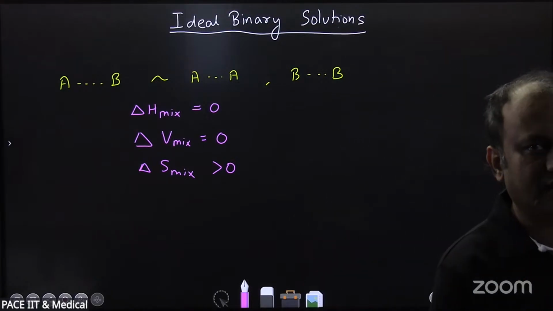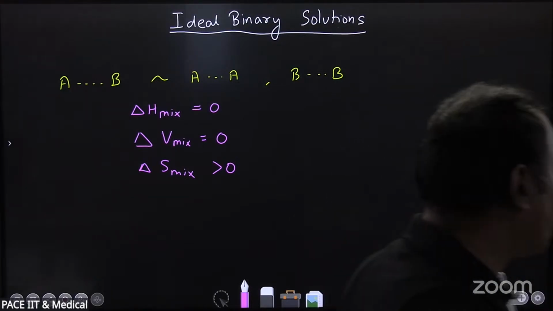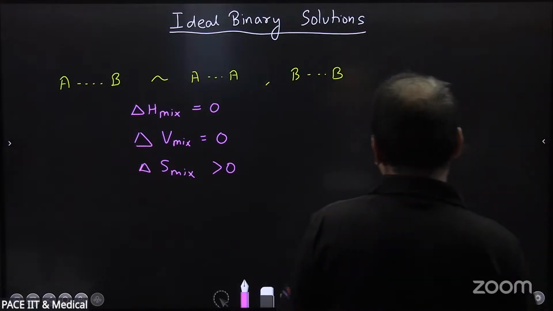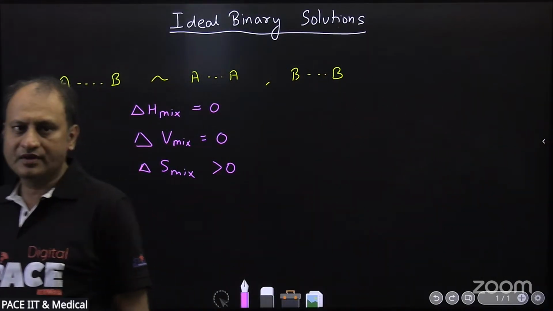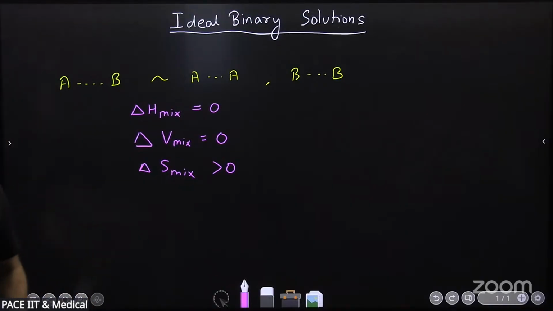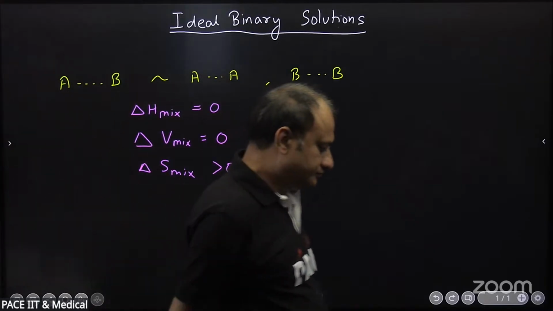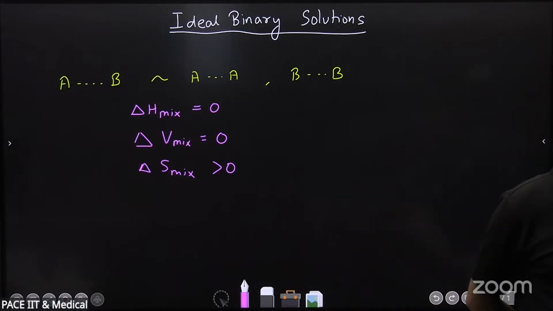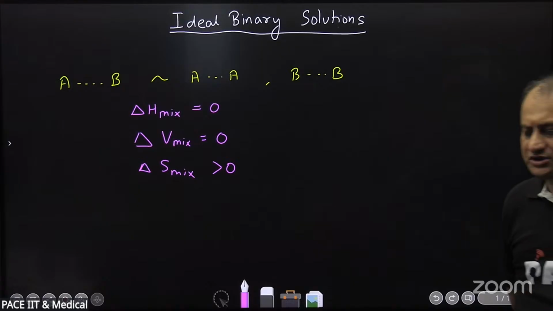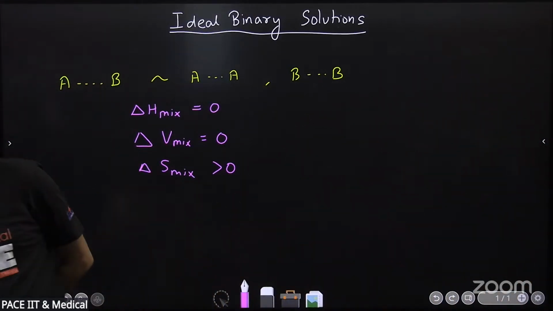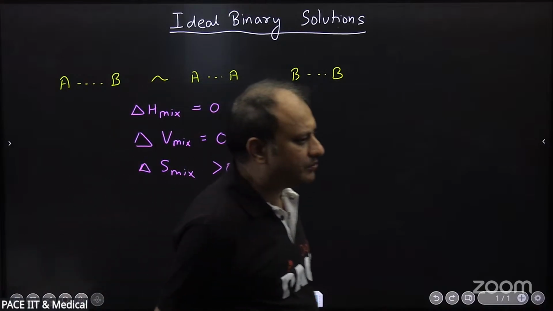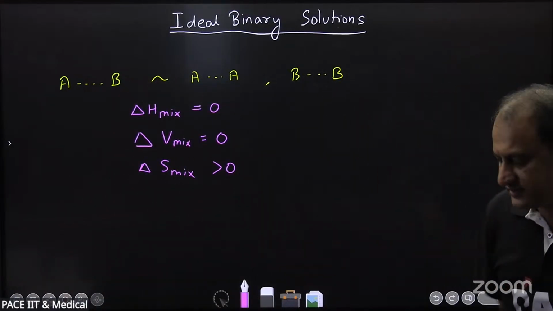Because a mixture of two things will be definitely more random than a pure component. Okay. So delta H mix is zero, delta V mix is zero, delta S mix is greater than zero. And the common example of ideal solutions we can take as any two consecutive members of a homologous series.